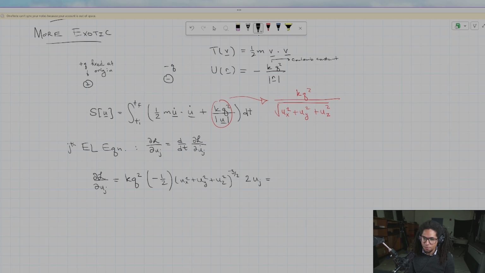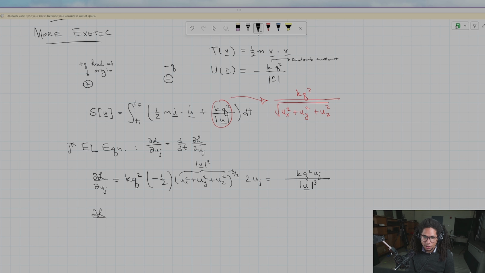Okay, let's clean that up. The 2's will cancel. And then this thing in here is exactly u squared. So when we clean everything up completely, I'll get kq squared uj over u cubed. And not uj, sorry, u cubed. U magnitude. Good.